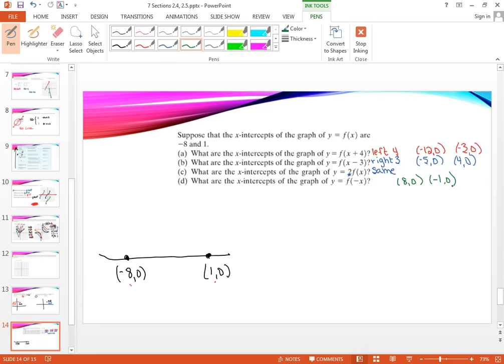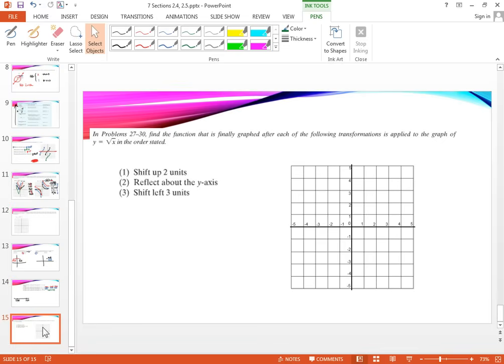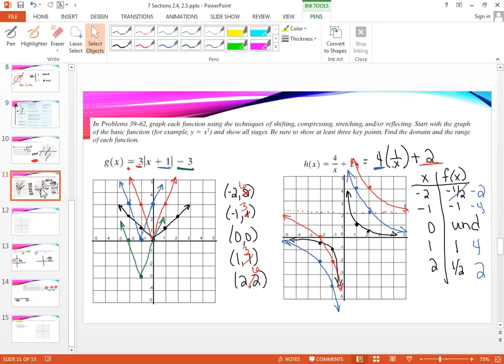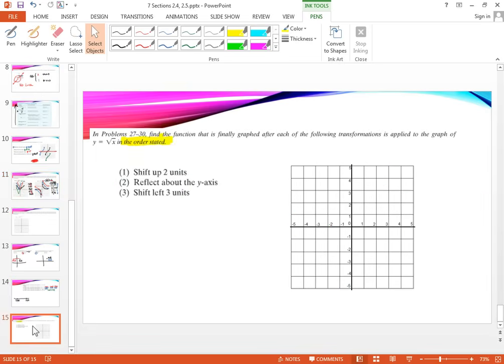Okay. Now, I did want to point out to you, there are a couple of these in the book, and I do not want them to confuse you. Pay very close attention to the directions. See how it says, find the function that is finally graphed after each of the following transformations is applied to the graph of that in the order stated. Okay, so whenever we're doing graphs like this, we do it really carefully. We tend to our stretches, our compressions, our flips, then our up, down, left, right stuff. But whenever they give us one like this, they are saying, hey, take this graph and literally do exactly what I'm telling you to do for it.